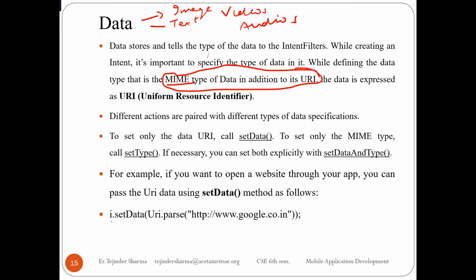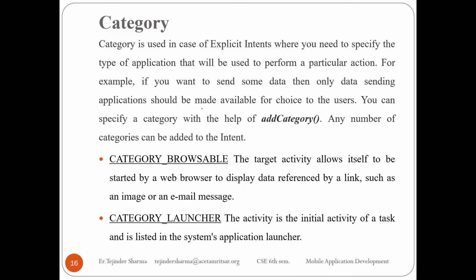See here it is given intent.setData(Uri.parse("google.co.in")). So the methods which are used to send the data across the intents are setData, then setType, and you can also use setDataAndType. So data is always expressed in terms of URIs, that is, uniform resource identifiers. It means you are using website addresses in order to send your data from one activity to another. Next, there are different categories.